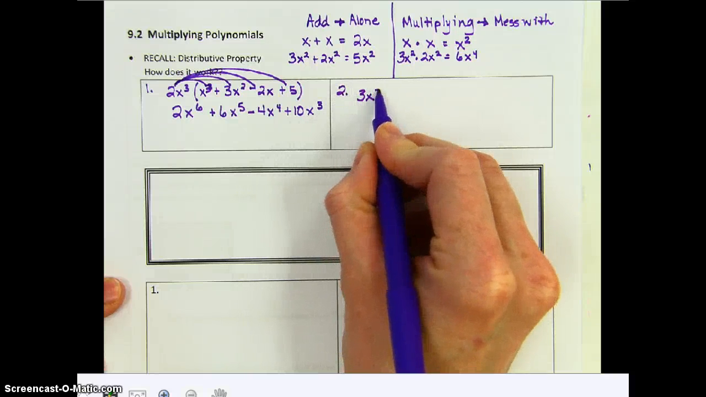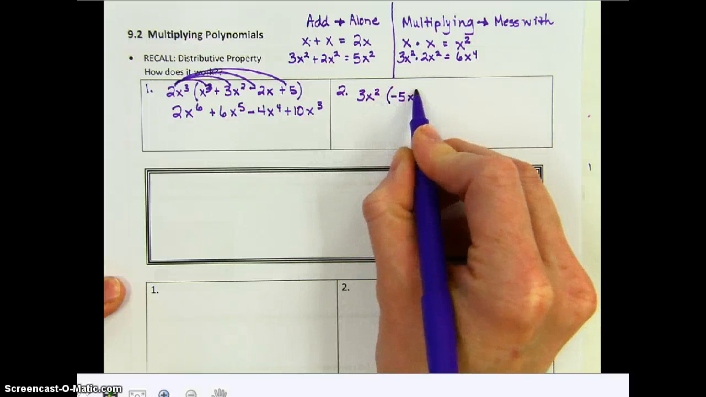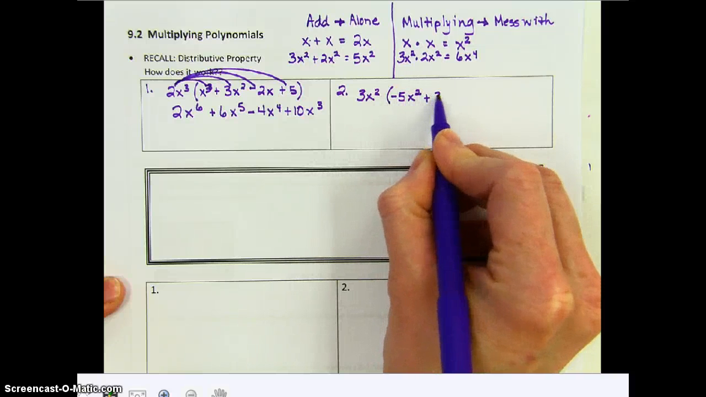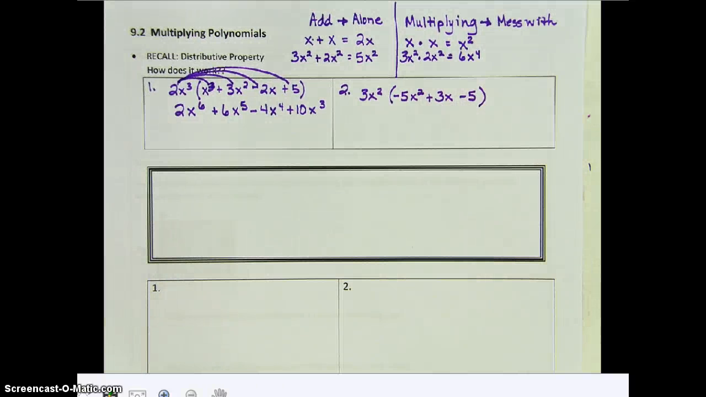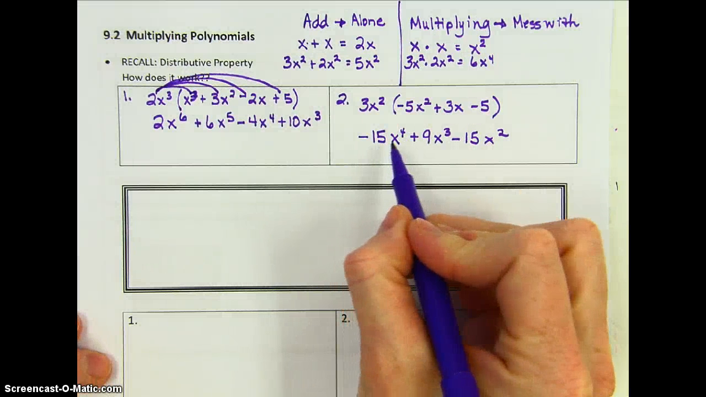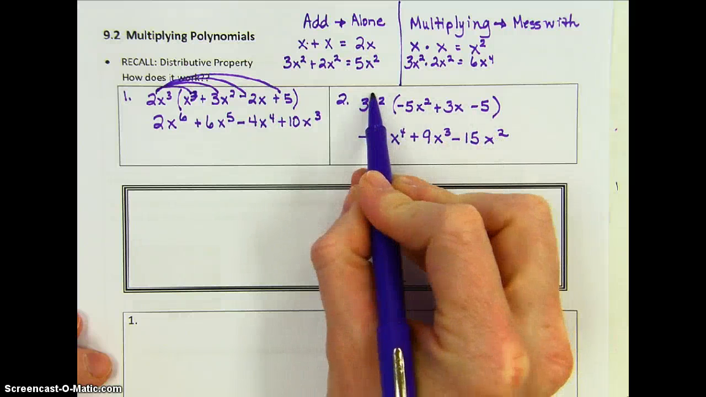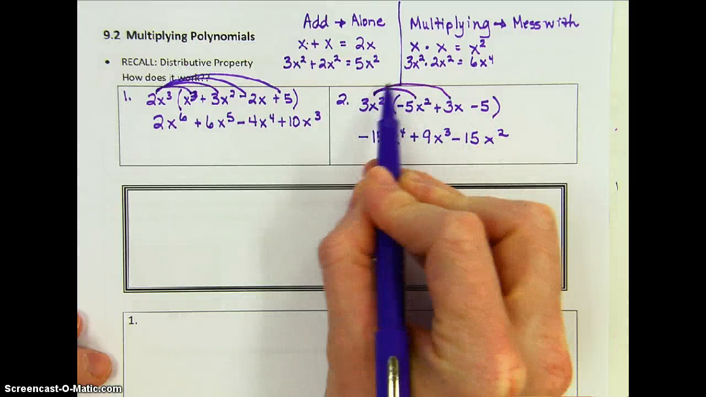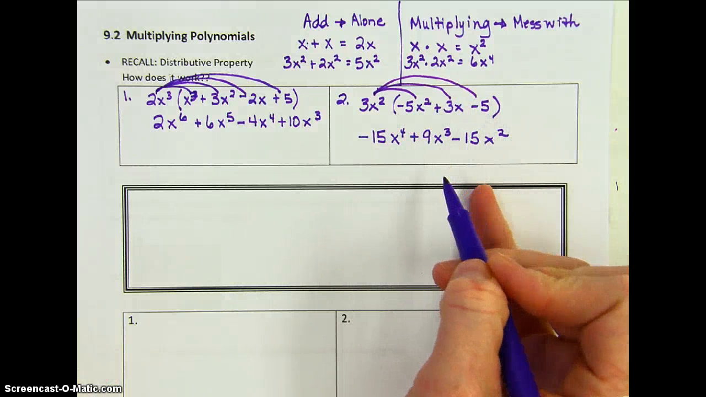Now let's look at one more, number 2. 3x squared times negative 5x squared plus 3x minus 5. Pause the video and work that one. Okay, did you get 15x to the 4th plus 9x cubed minus 15x squared? I got that answer by distributing the 3x squared to all of the terms.